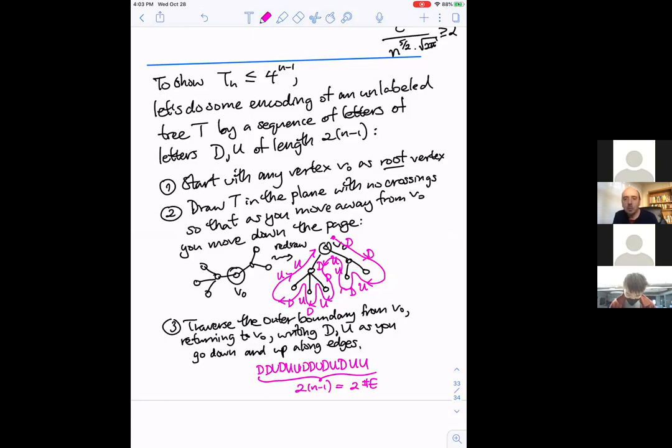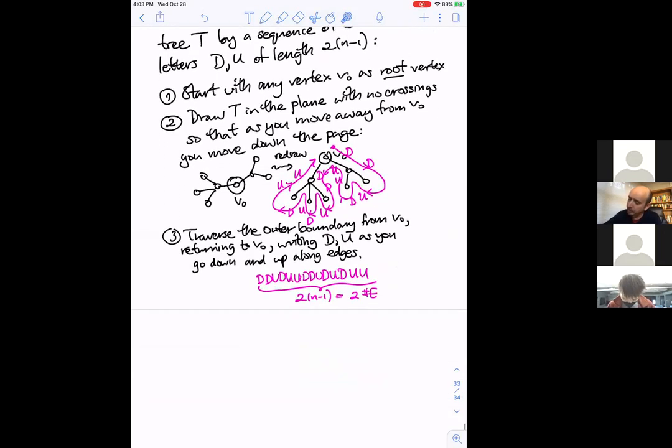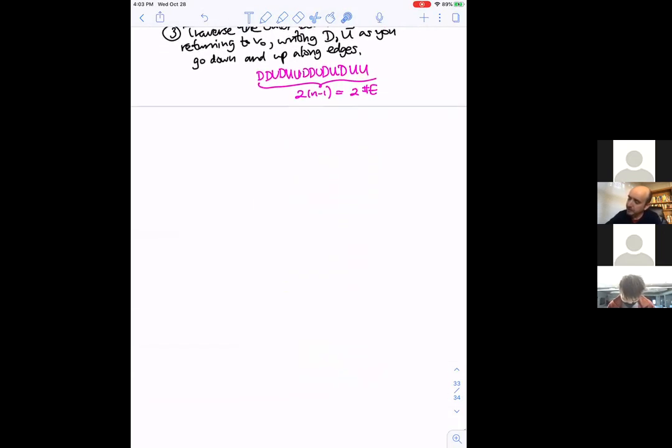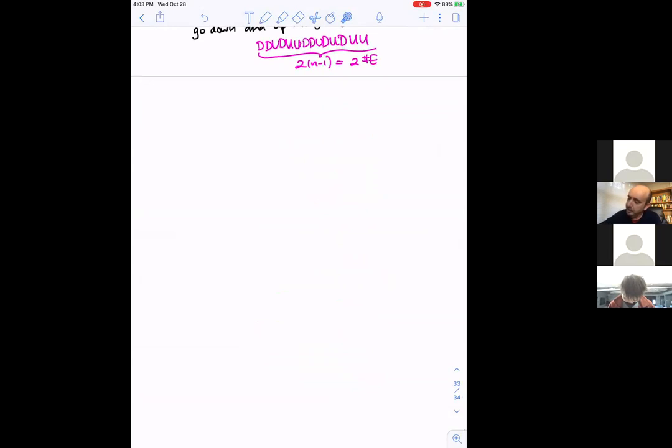But the point is that once you have this sequence, you can recover the tree. So let's think about how we recover the tree from that sequence. So I'm just going to draw that same sequence: D, D, U, D, U, U, D, D, U, D, U, D, U, U. All right.